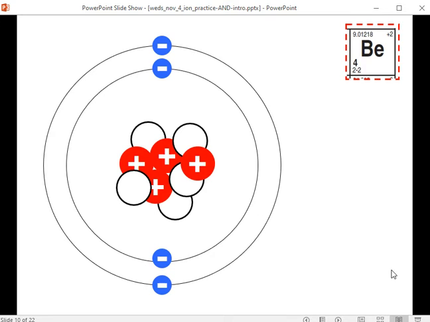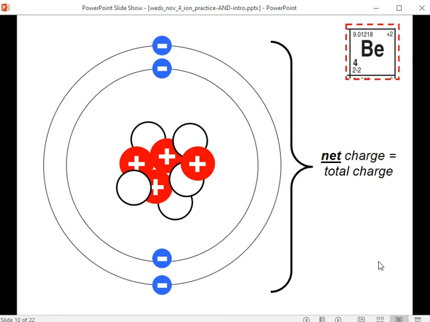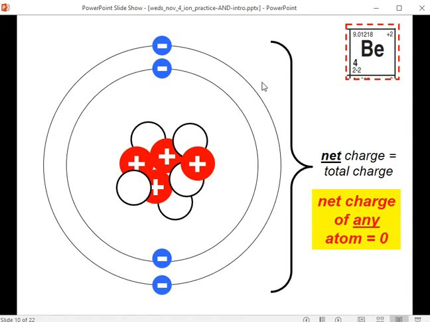All right, so here's a beryllium atom. And one thing we've talked about is the total charge on an atom. The total charge can also be called the net charge. In this unit, we'll use the term net charge a lot. It just means the total charge. So 4 protons in the nucleus, 5 neutrons, which are neutral, and 4 electrons. Remember, for atoms, the number of protons always equals the number of electrons. So the net charge of any atom is always 0 because the number of protons equals the number of electrons.